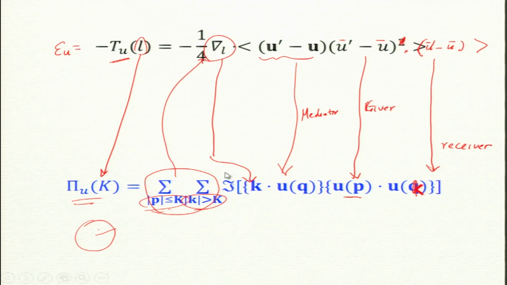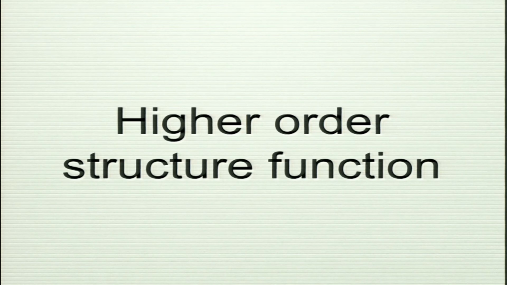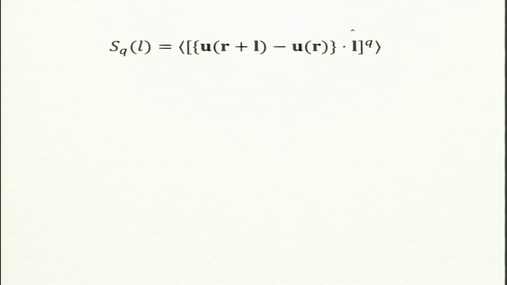Now, this is for the third order structure function. So, epsilon u is connected with delta u delta u delta u, this object. What about higher order? This has been a puzzle in physics for many, in fact 50 or 60 years.